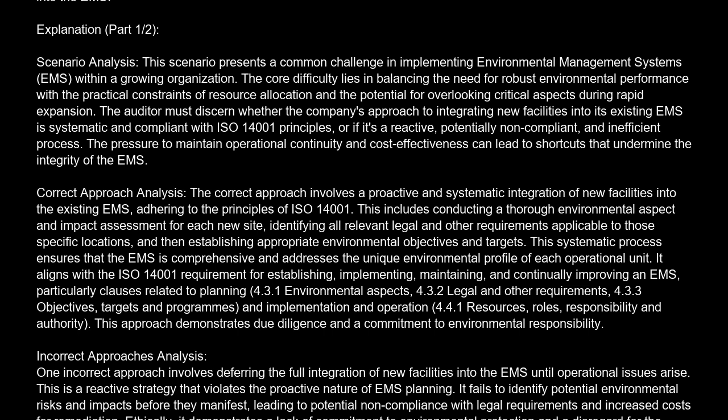Incorrect approaches analysis. One incorrect approach involves deferring the full integration of new facilities into the EMS until operational issues arise. This is a reactive strategy that violates the proactive nature of EMS planning. It fails to identify potential environmental risks and impacts before they manifest, leading to potential noncompliance with legal requirements and increased costs for remediation. Ethically, it demonstrates a lack of commitment to environmental protection and a disregard for the principles of ISO 14001, which mandates systematic identification and management of environmental aspects.